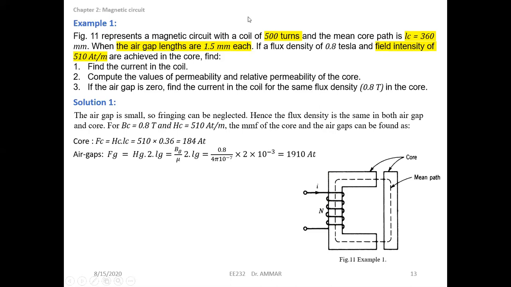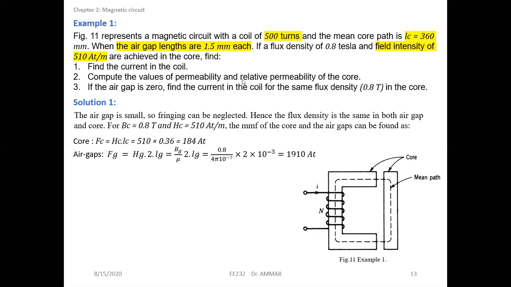And so the air gap flux density is equal to the core flux density, because they have the same cross section, which is 0.8, over 4 pi 10 to the power minus 7. This is a constant value of the air. Why are they the same? The flux density, because we have the same cross section. The flux is related to the cross section. And the permeability of the air is a constant, of course, given as 4 pi 10 to the power minus 7.